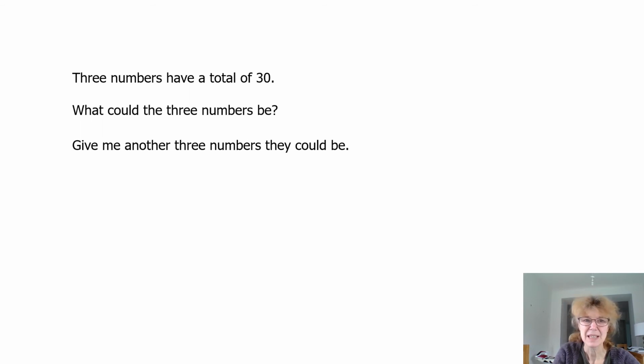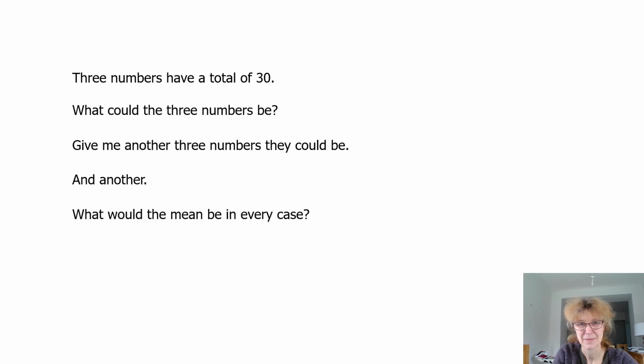So, give me another three numbers that they could be. Just pause the video while you write those down. Okay, and can you think of another set of three values that could have the total of 30? And just pause the video while you write those down. Okay, so you should have three sets of three numbers, and in each case, they all add up to 30.